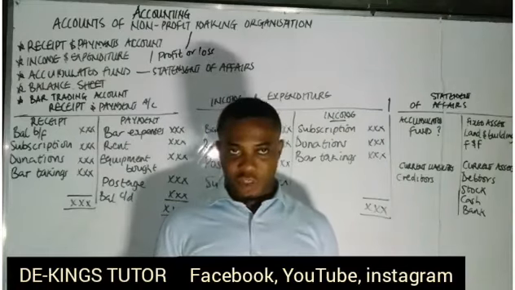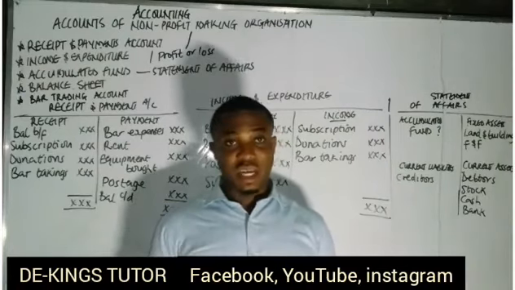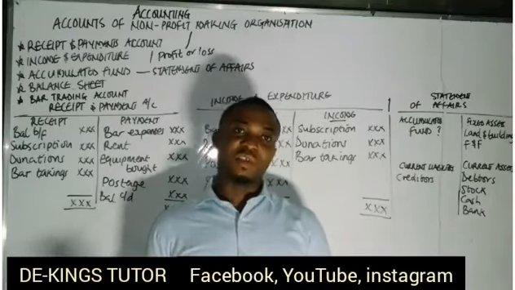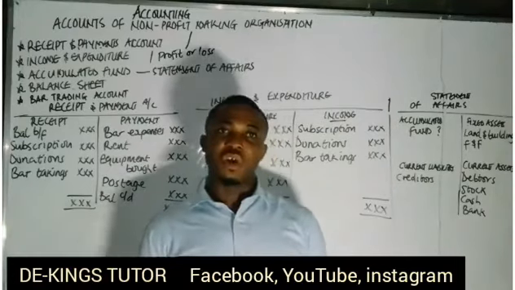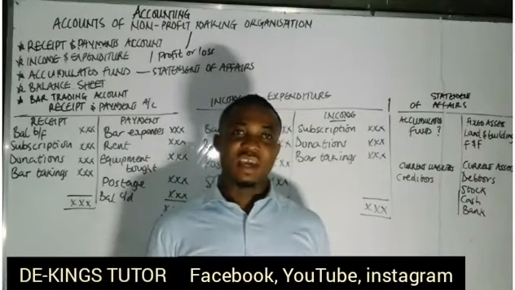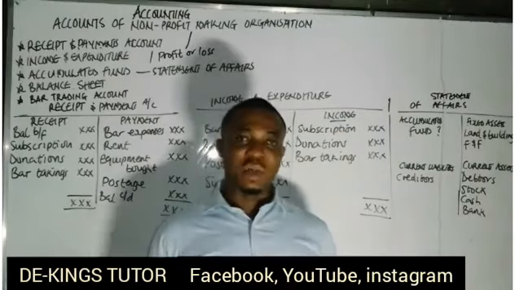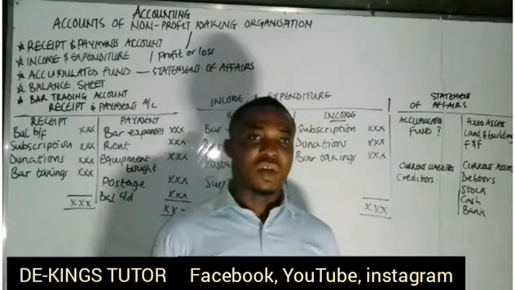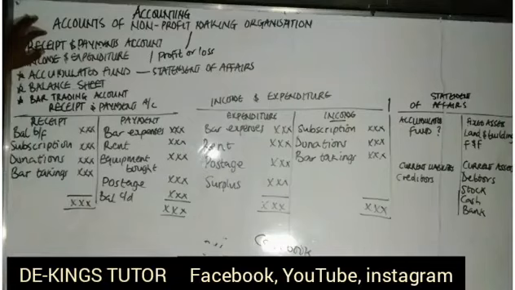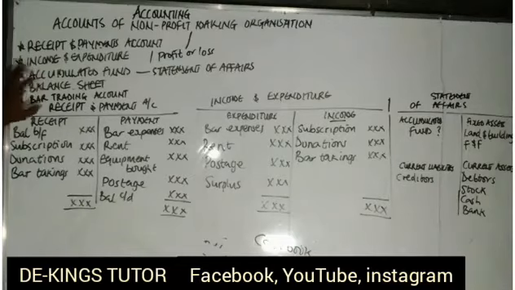Now, we already know what a trading account is. Remember your trading profit or loss account for a profit venture, where you have opening stock, add purchases. The trading account works the same way. So you should take cognizance of the receipt and payment account, the income and expenditure account, the accumulated fund, the balance sheet, and the bar trading account.